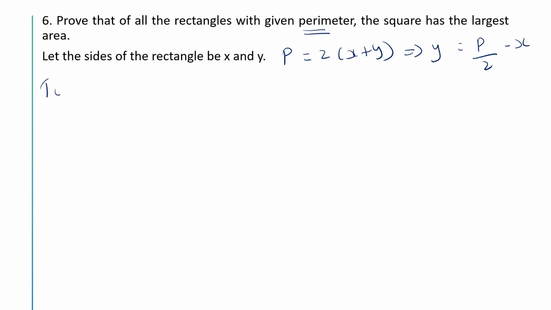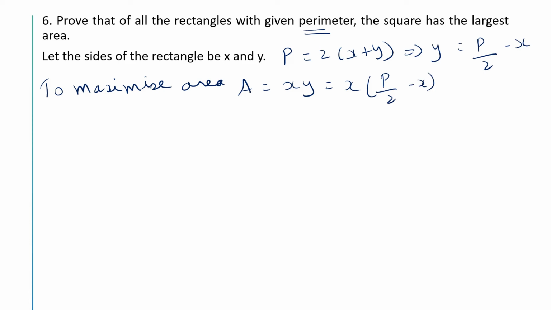So we have to find the maximum value of area. So to maximize area A equal to xy, or it is equal to x into p by 2 minus x. So we can write this as px by 2 minus x square. It will be easy to simplify. So first we will find dp by dx. Here we have to find the point of maximum. dp by dx is p by 2 minus 2x.